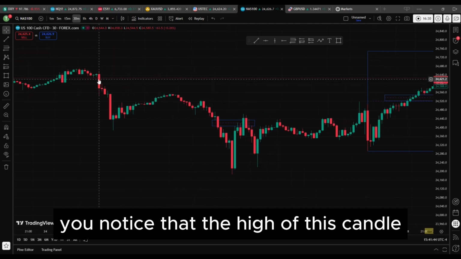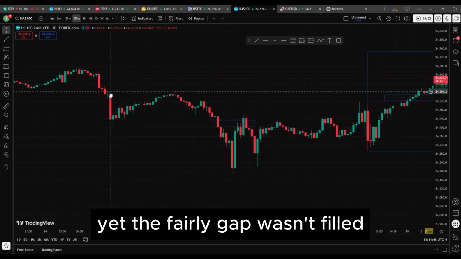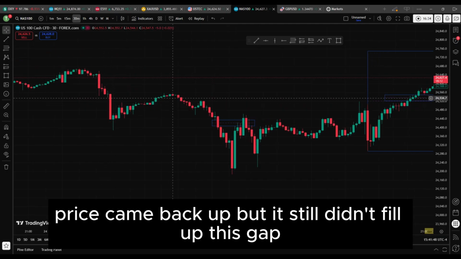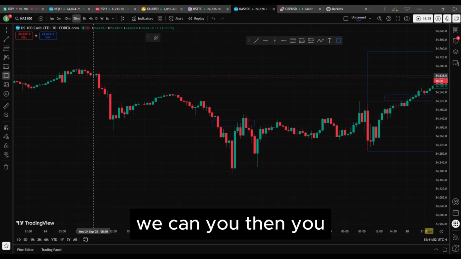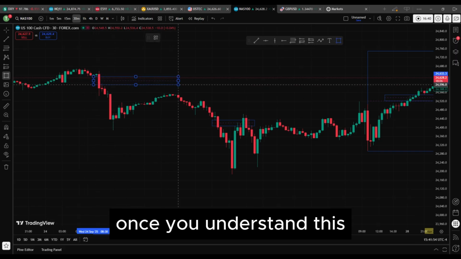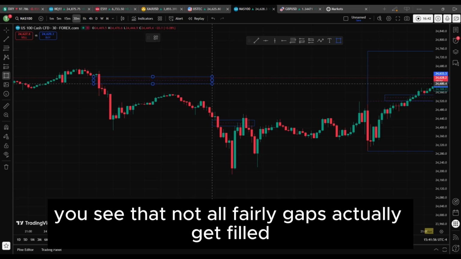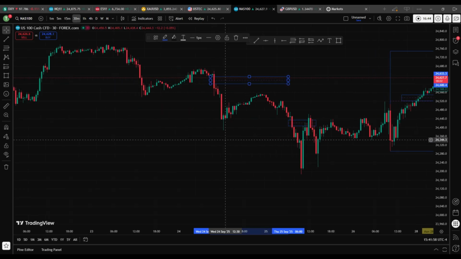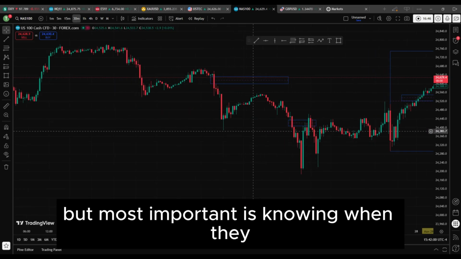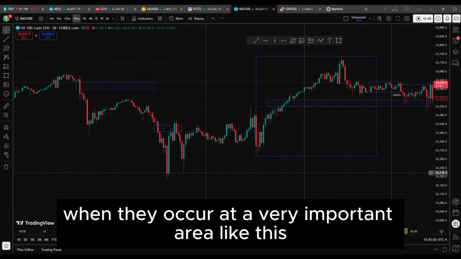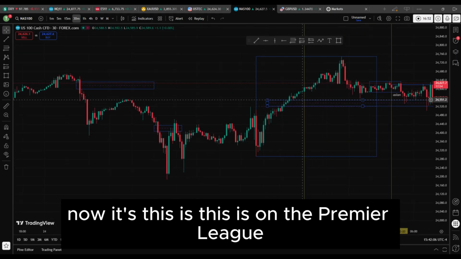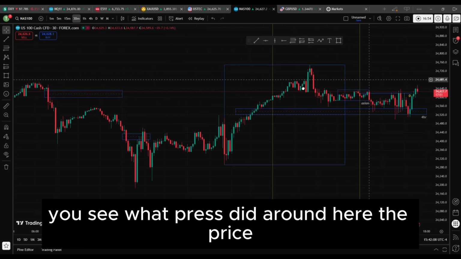Notice that the high of this candle did not overlap with this candle yet. The fair value gap wasn't filled. Price came back up, but it still didn't fill this gap. Once you understand this, you see that not all fair value gaps actually get filled. But most important is when they occur at a very important area like this. Now it is on the premium level. You see what price did around there.